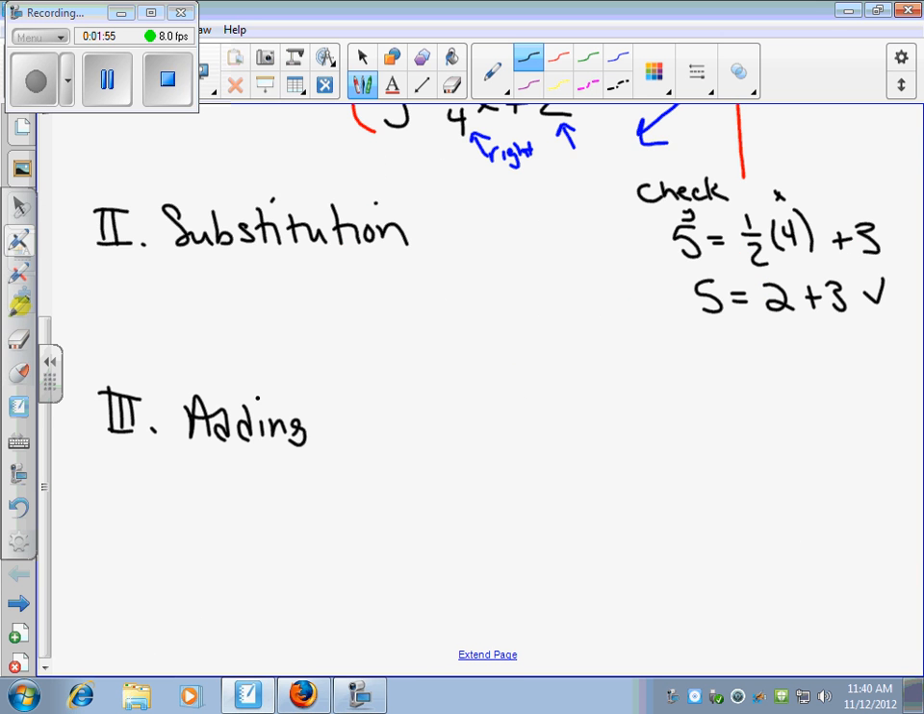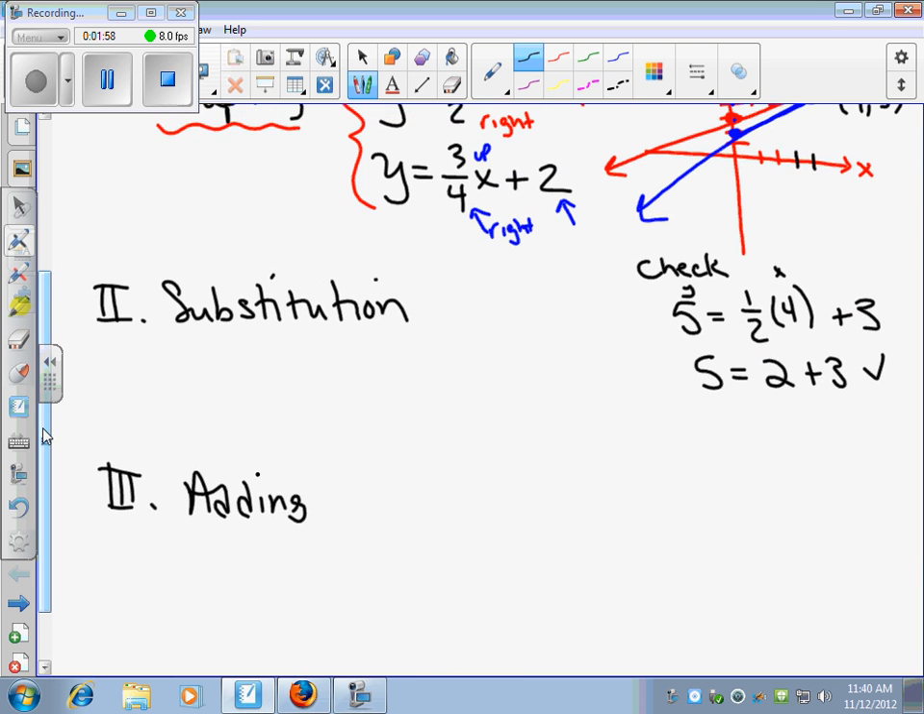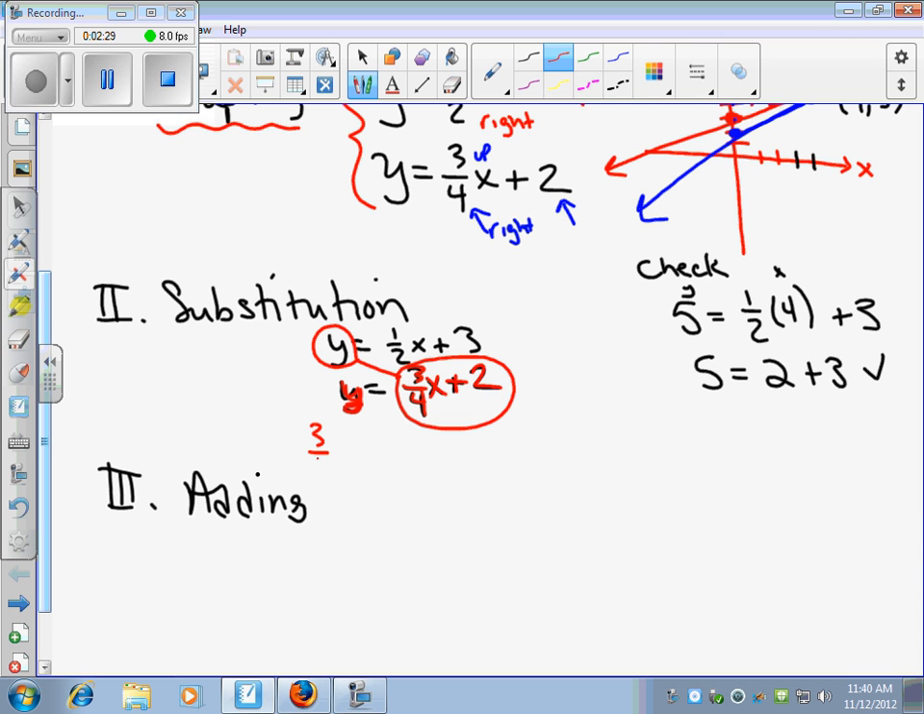Another method for solving a system of equations is by using substitution. So if I know that y equals 1/2 x plus 3 and y equals 3/4 x plus 2, like I did in the previous problem, what I could do is substitute, because I know y is 3/4 x plus 2. I could either say y or I could say 3/4 x plus 2. So I could substitute in for that y, put in 3/4 x plus 2, but then finish and write the rest of this equation exactly the same way.